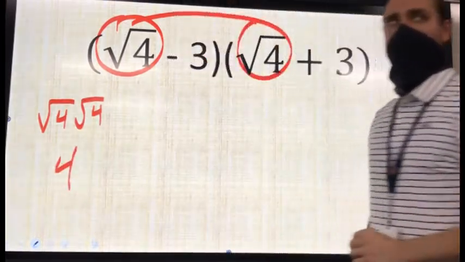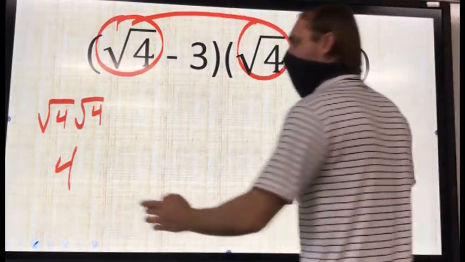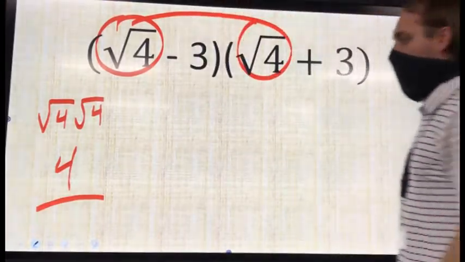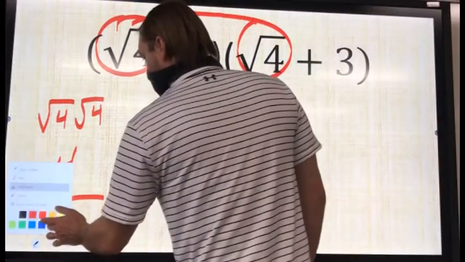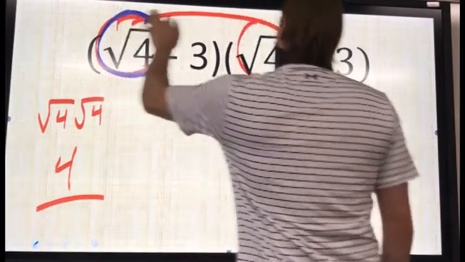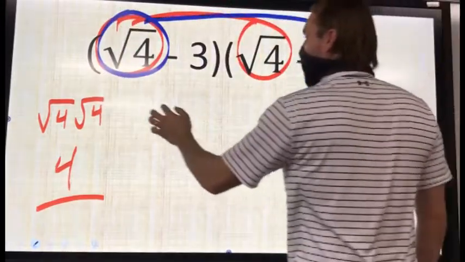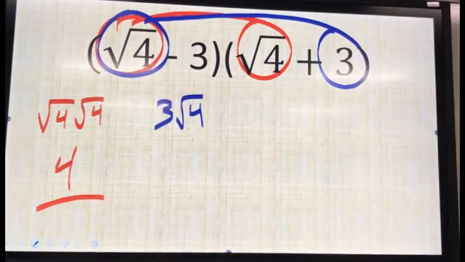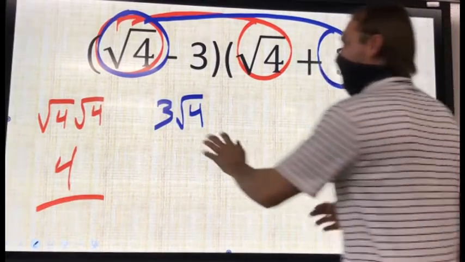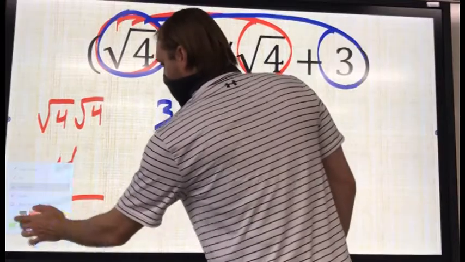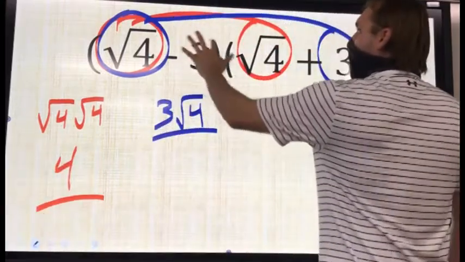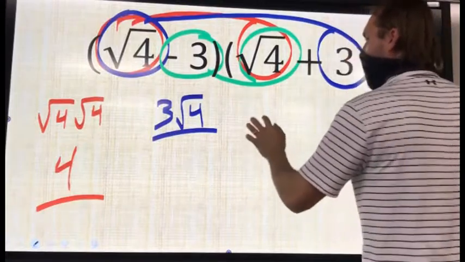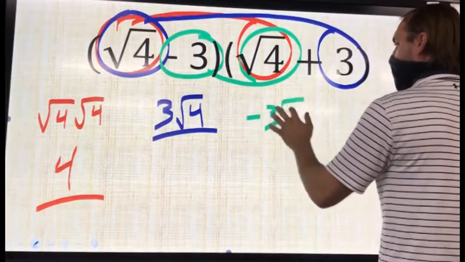Did we get this far? My first term is 4. Right? Yeah. Next, square root of 4 times 3 is 3 square roots of 4. Did we get that far? Okay. Now let me look at negative 3 and multiply that to square root of 4. So negative 3 square root of 4.